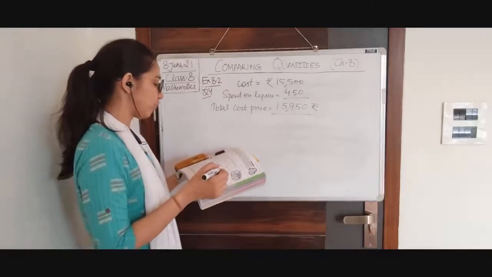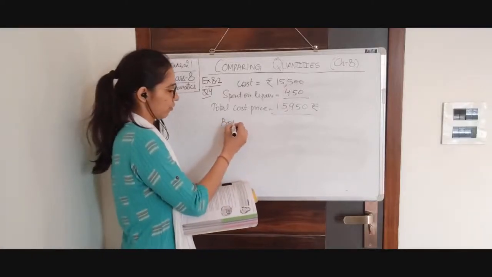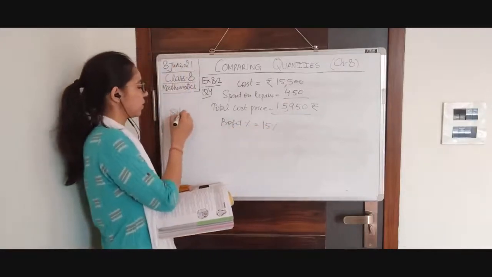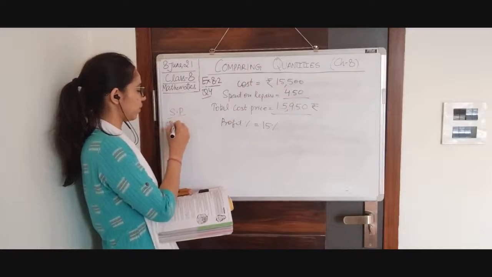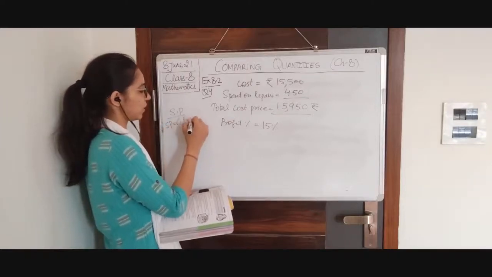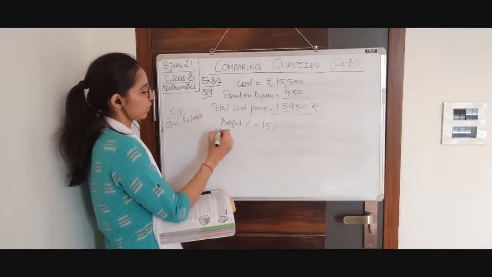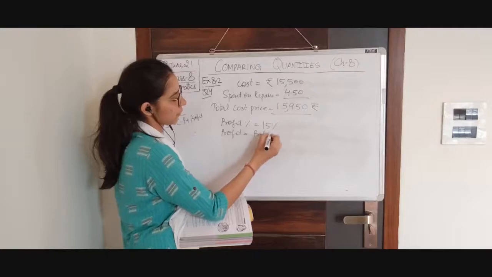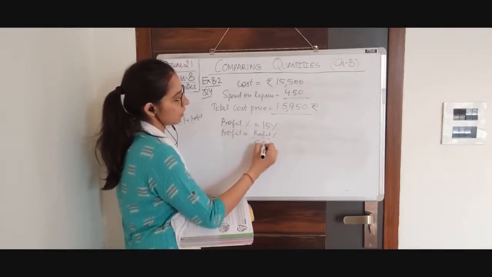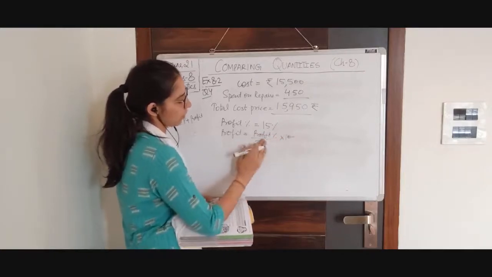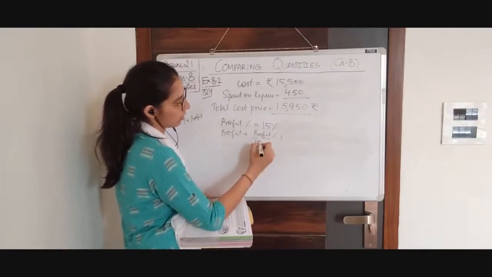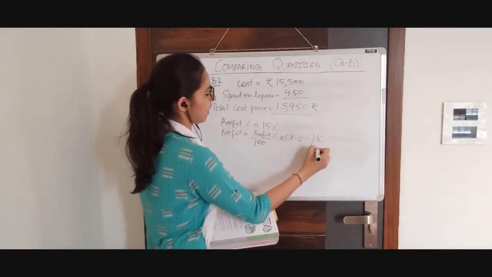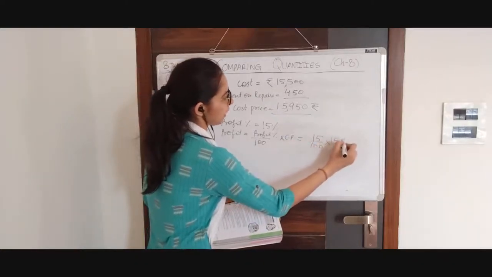If it is sold for profit of 15%, profit percent given is 15%, you have to find out selling price, which is equal to cost price plus profit. First you will find out profit. Profit will be profit percent divided by 100 into CP. It is 15 by 100 into 15,950.